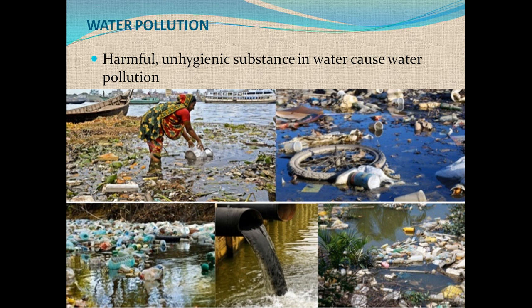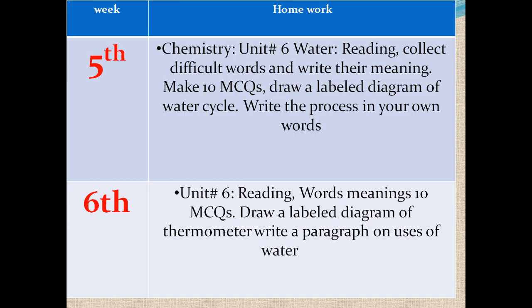So this was the last lecture of Unit number 6. Now come toward the homework. In this Unit number 6 there are two lectures. You will cover the first lecture in the 5th week: read and collect difficult words and write their meanings. Make 10 MCQs and draw a labeled diagram of the water cycle. Write the process of the water cycle also in your own words.